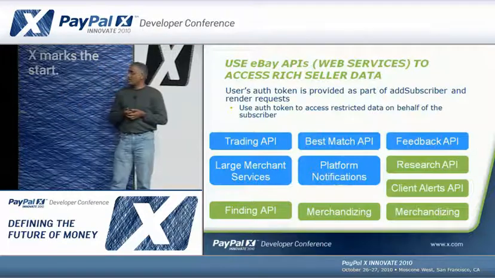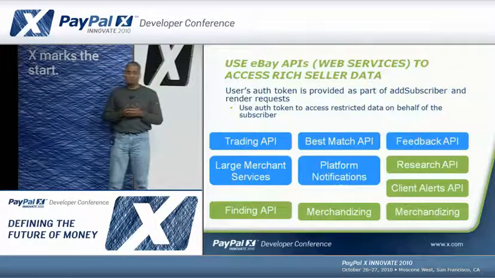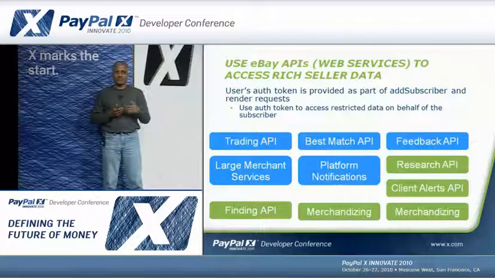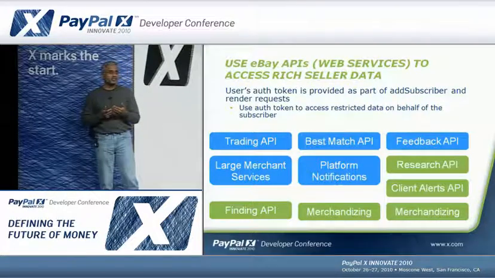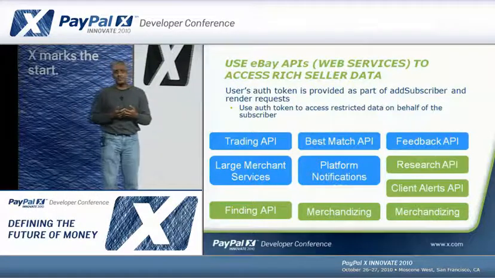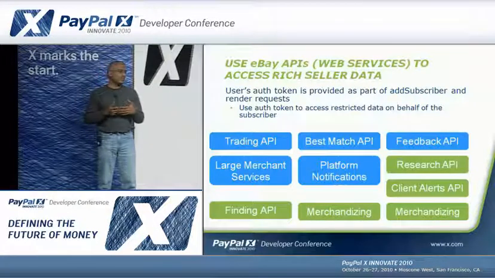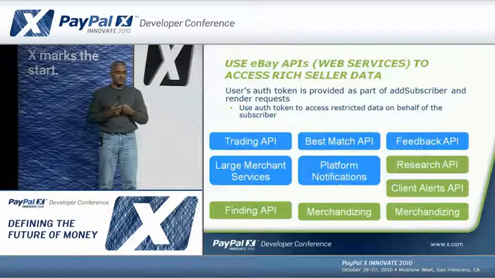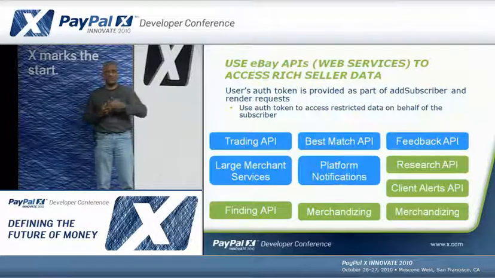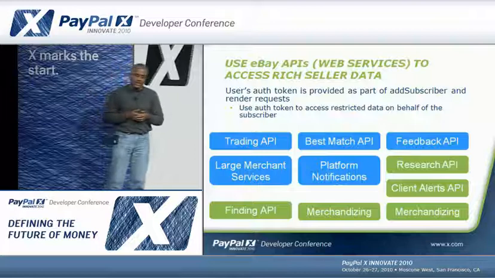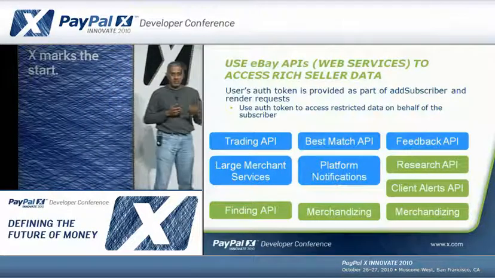Here are a bunch of APIs we have had for a while. The ones in blue are authenticated APIs. In other words, the eBay user, in this case the seller, has to authorize your application to make calls on their behalf. And with OpeneBay, we make that process very seamless. We get the token for you, we pass the token to you, and you simply use the token to make the calls. The green boxes are APIs that allow you to access public data.